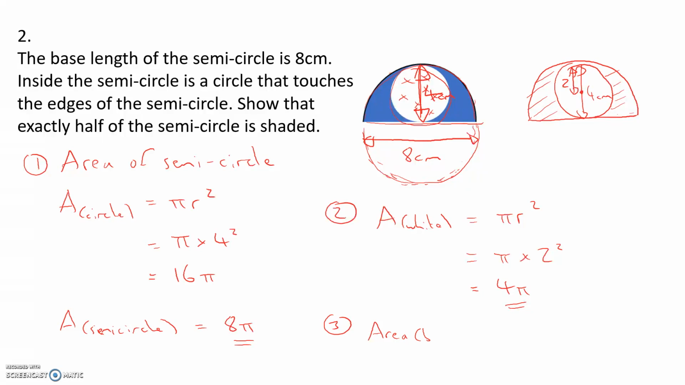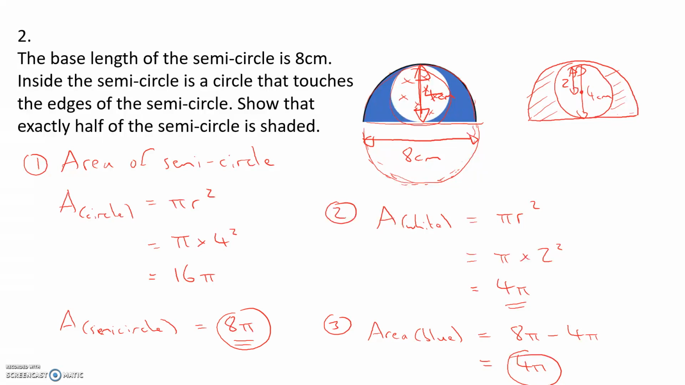So the area that's blue, remember we said at the start, we've got to do the area of the semicircle, which is 8 pi, take away the area of the white circle, which is 4 pi. Therefore, the area of the blue circle is 4 pi. Show that exactly half of the semicircle is shaded. Well, now we're done, because we know that the area of the blue is 4 pi, and the area of the whole semicircle is 8 pi.